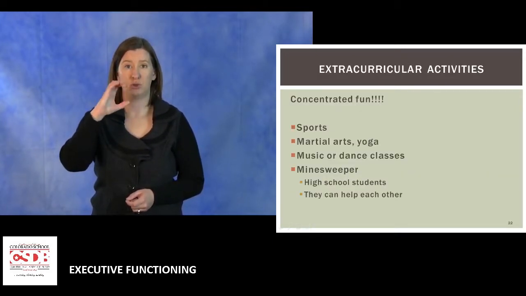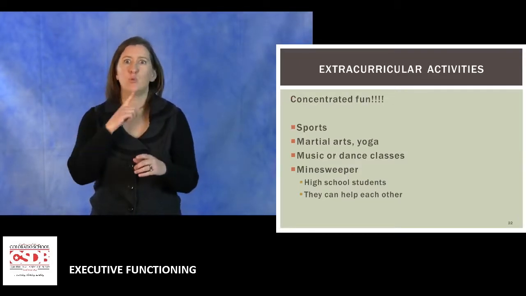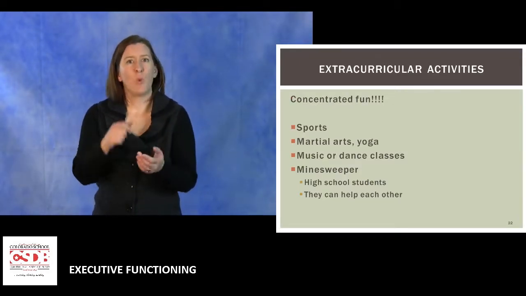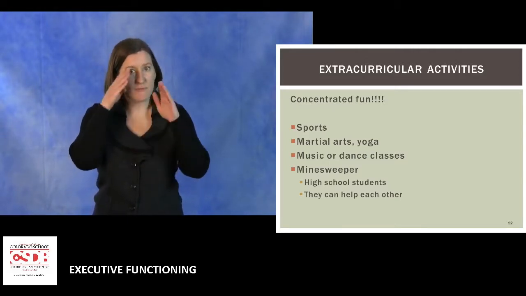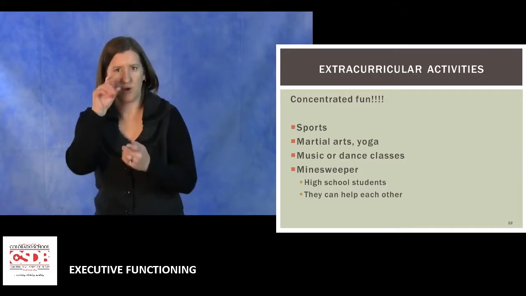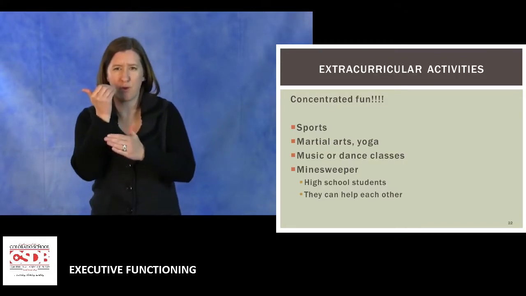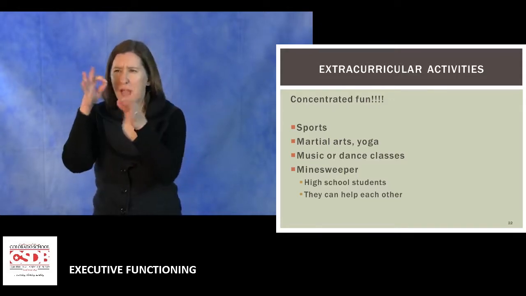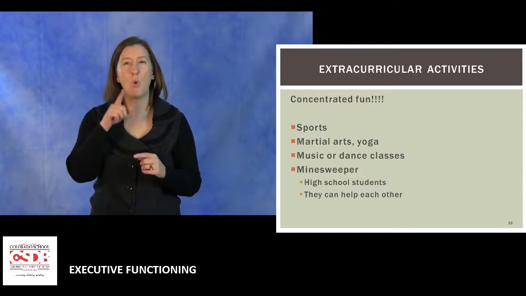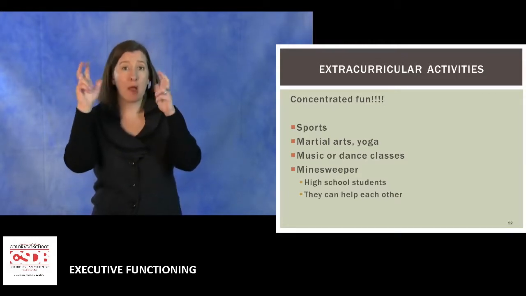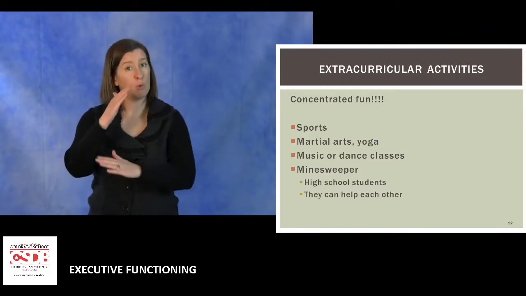I think also extracurricular activities are really helpful. If kids are having fun doing something, but they have to focus on it and learn how to do something or remember specific new things to do, it's not distracting, but it can be a focus for them. You can use sports, basketball, tennis, anything like that.